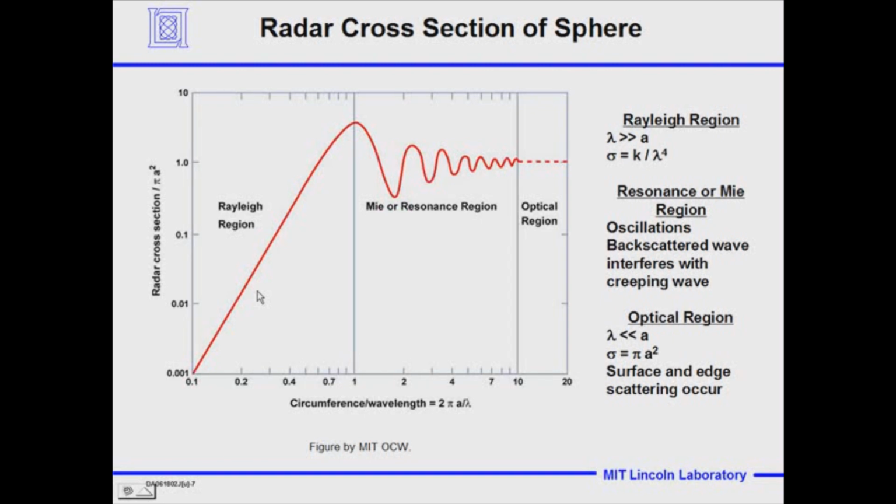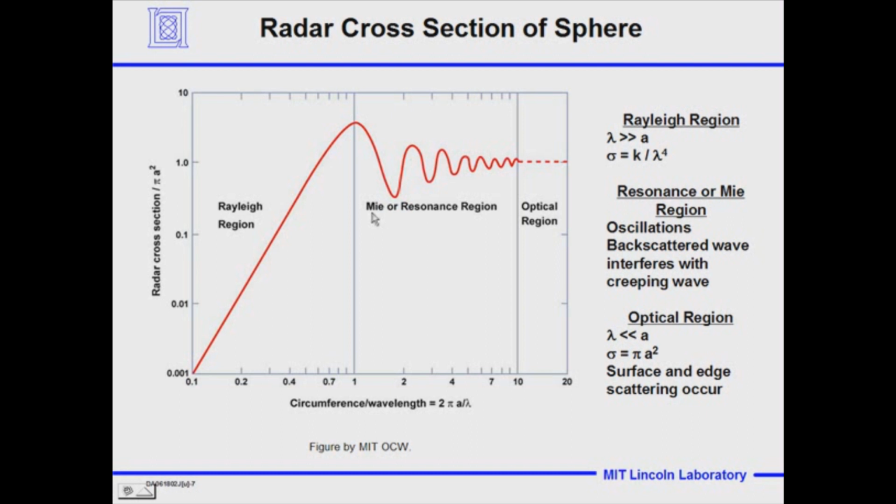And down in the other end we call the optical region, and that's where the wavelength is very small relative to the object. Optical, our eyes. So our eyes are up in this optical region, and when we see an object with electromagnetic radiation called light, the cross-section that we see is just pi r squared. What we see is that pi r squared when we're way out here. Funny things are happening in here.